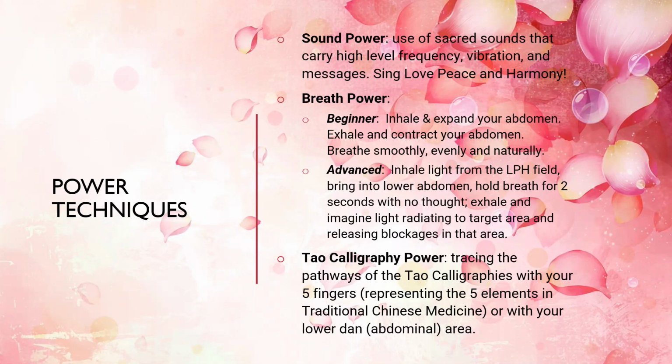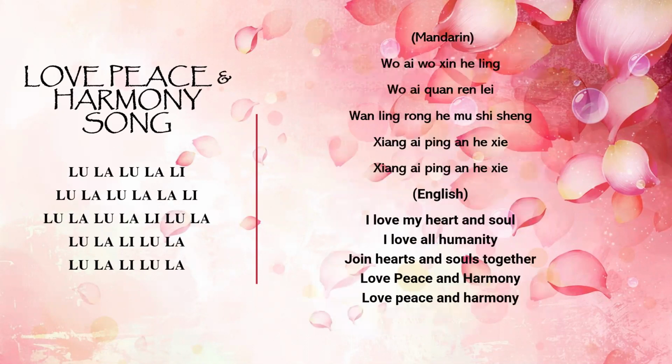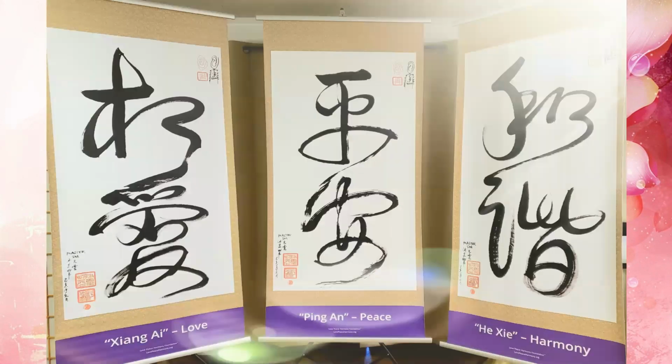Tao calligraphy tracing power is tracing the calligraphies. And you can do that with your 5 fingers or with like a Tai Chi exercise with your lower abdomen. So let's get started. This is the words of love, peace, and harmony. It is in the description. And here is a beautiful love, peace, harmony field.